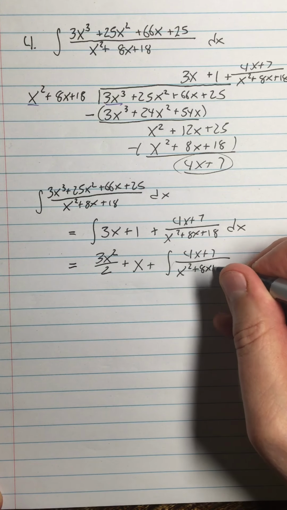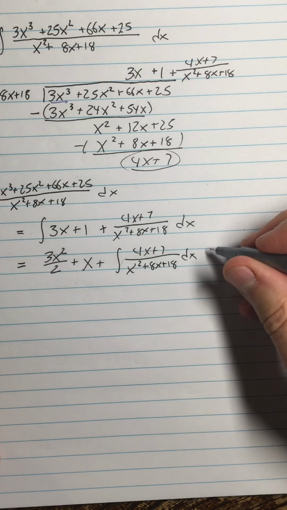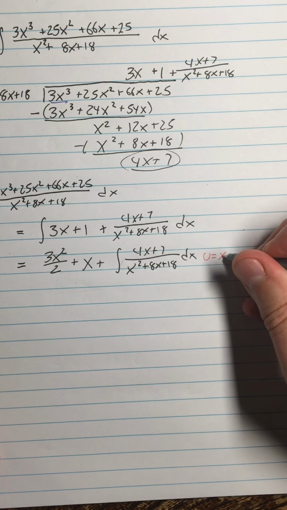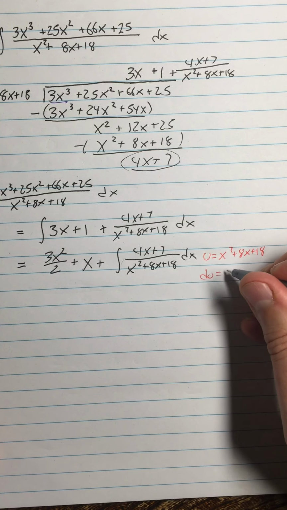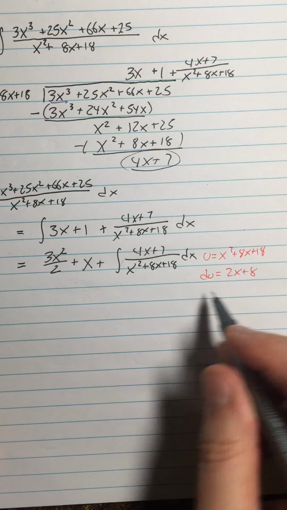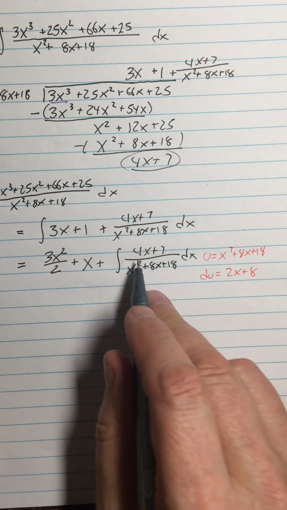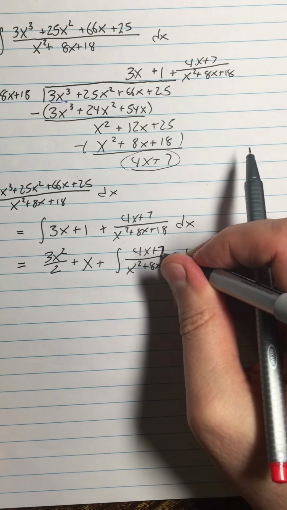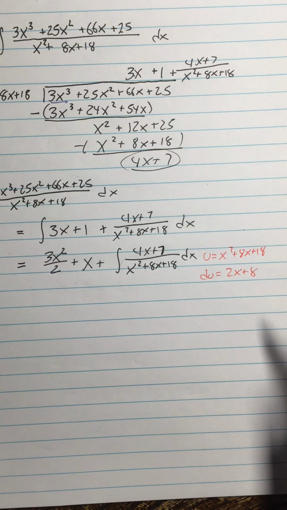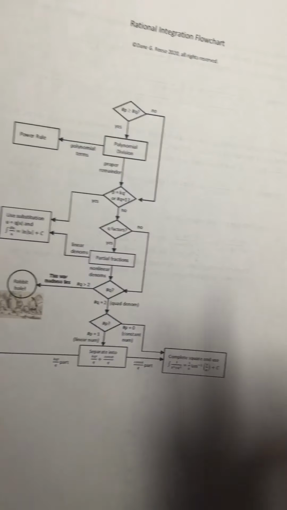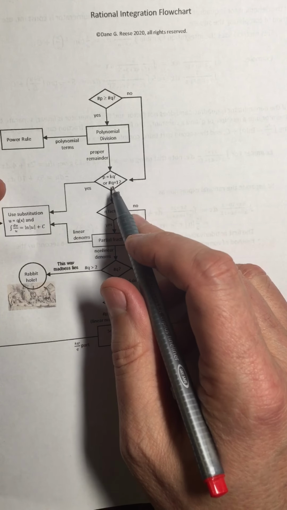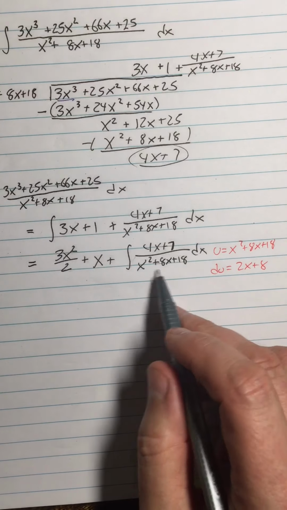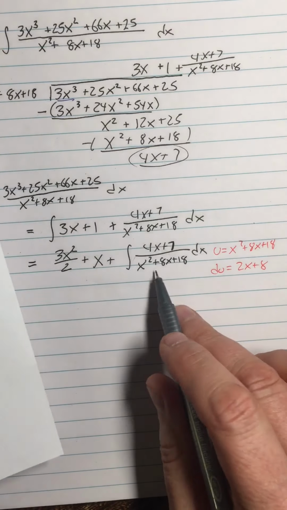Now I'm going to look at the potential for using u and du. If I use u equals x squared plus 8x plus 18, then what would the du be? The du would be 2x plus 8. I clearly do not have a chance to match 2x plus 8 with my 4x plus 7 up there. So that's not going to work, and the answer to this question is no. So I'm going to go down. By the way, is the degree of q equal to 1? In other words, do I have a linear in the bottom? I do not. I have a quadratic in the bottom.